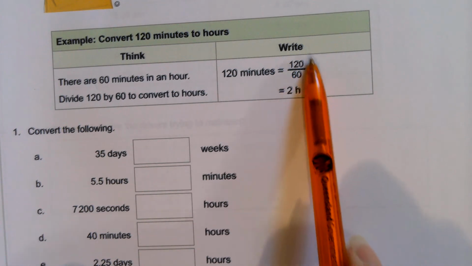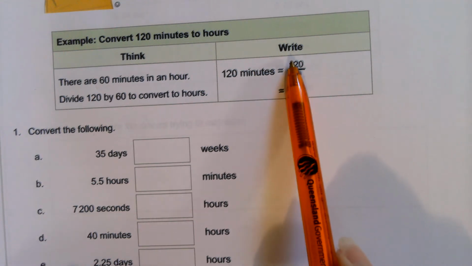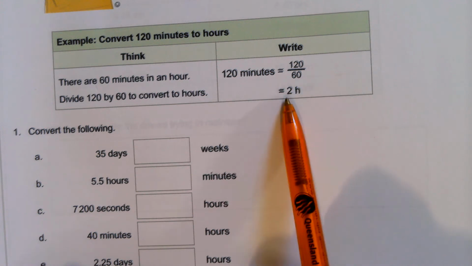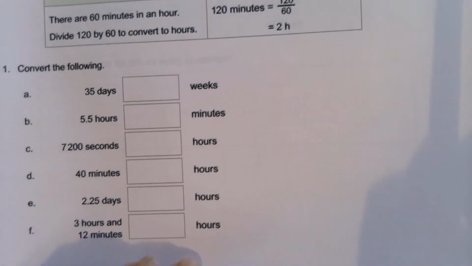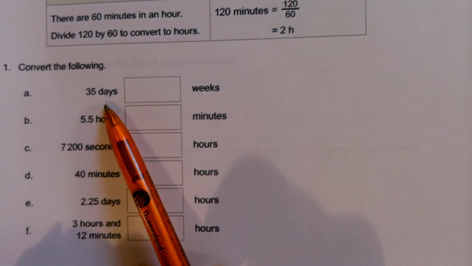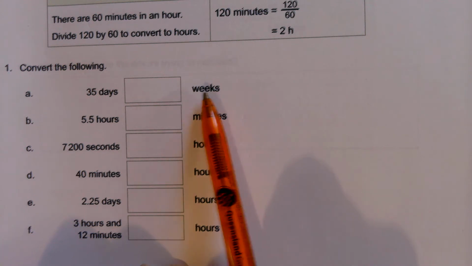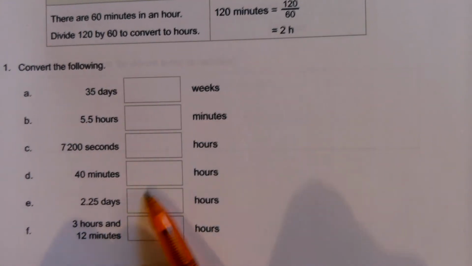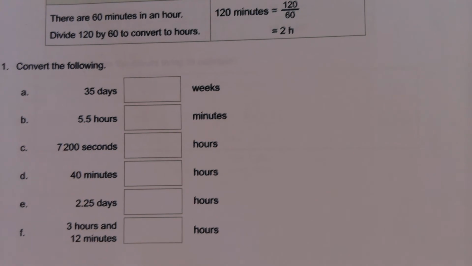A fraction is just a division sum written as a fraction. And of course, when you do that division, either in your head mentally or using your calculator, you will get 2 hours. Now we're going to convert the following here. Now remember, if you're going from a smaller unit to a larger unit, you need to divide. If you're going from a larger unit to a smaller one, you will need to multiply. Remember the conversion factors we had, rewind, or the ones you've copied down. Away you go, have a go at those.